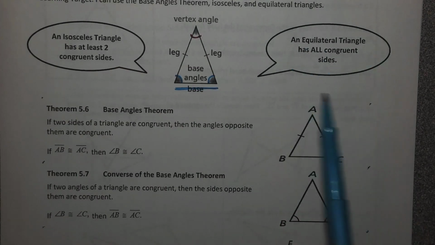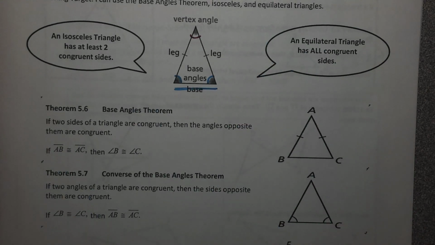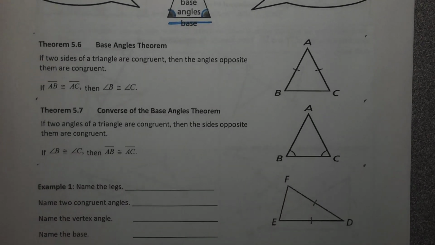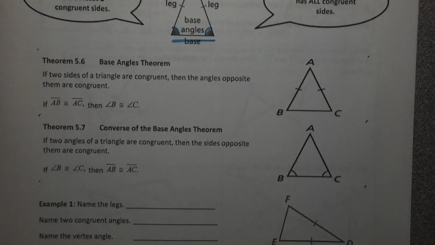And then over here it just says we have to keep in mind that equilateral triangles have to all have equal sides. So that's the special part of those. And they would all be 60, 60, 60 angles. All right. So the first theorem we have there is the base angles theorem.